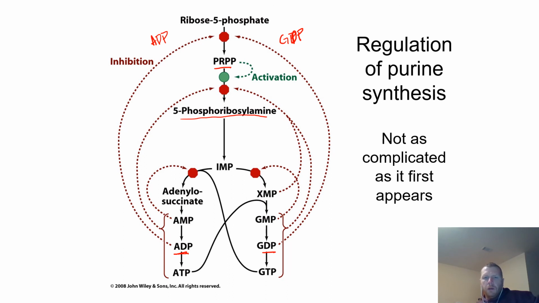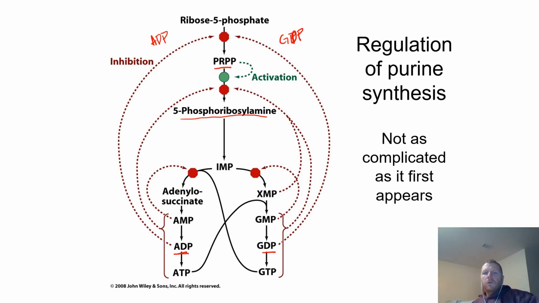Okay, then what we have is, well, AMP. That is going to inhibit the enzyme adenylosuccinate synthetase. So it's going to be inhibiting its own production, or the preceding step's own production. GMP does the exact same thing. It's going to inhibit the production of xanthosine monophosphate. Xanthosine monophosphate is also going to be inhibiting the production of the 5-phosphoribosylamine.